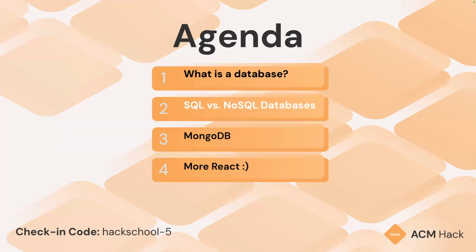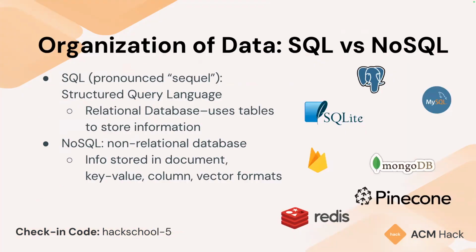Okay, so since now we kind of know what databases are, let's go over the two different database storage methods: SQL and NoSQL. SQL stands for Structured Query Language and is a relational database, and it uses tables to store information. So it's kind of like the picture from the previous slide. NoSQL, on the other hand, is a non-relational database. Instead of using a table to store the info, it stores the data in documents. So it uses key value pairs and columns to store the data. We'll see that in the next slide.